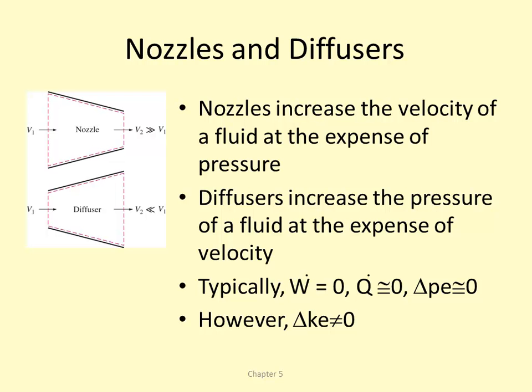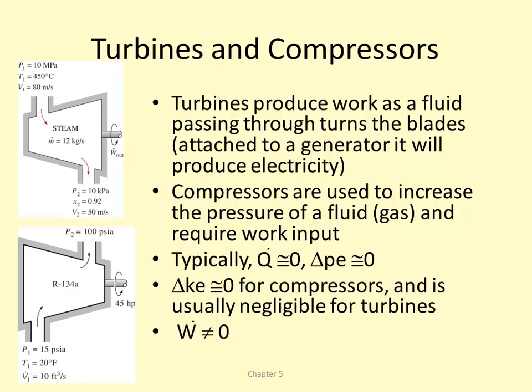Okay, nozzles and diffusers. Nozzles serve to increase the velocity. Diffusers serve to decrease the velocity. Nozzles will decrease the pressure, and diffusers will increase the pressure. Usually there's no work, heat, or potential energy interactions, but we do have to consider kinetic energy changes.